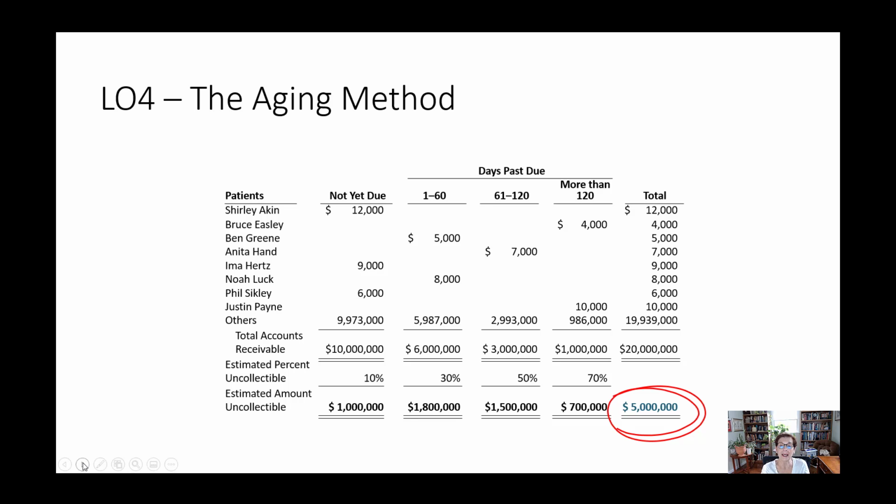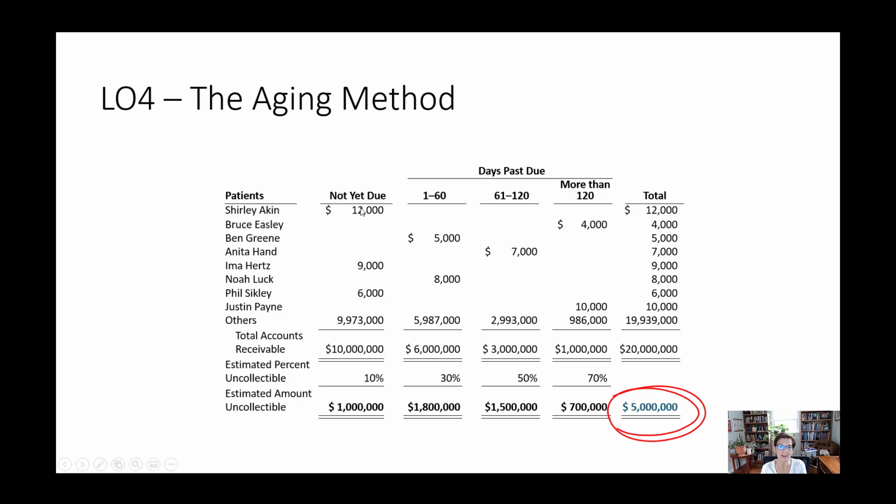This is called the aging method, and this one's the more complicated one. So if you understand this, then you can do the easier one. The easier one is just one percentage. The aging method has a bunch of different percentages. So let's look at what's here. What do we have? We have a bunch of patients, any kind of customers. Those are your customers. And then we have the amount they owe us and how long that's been outstanding.